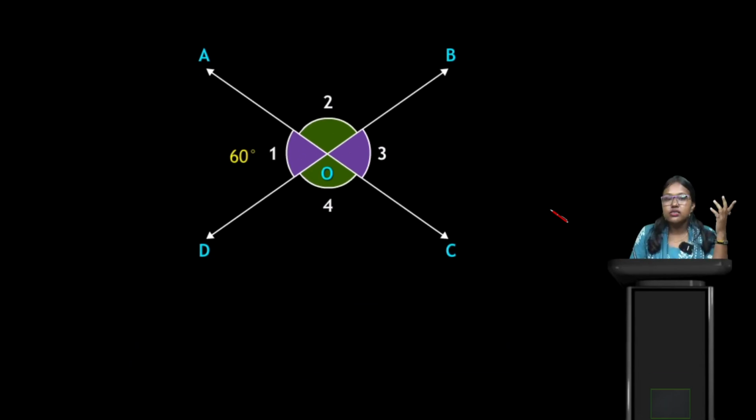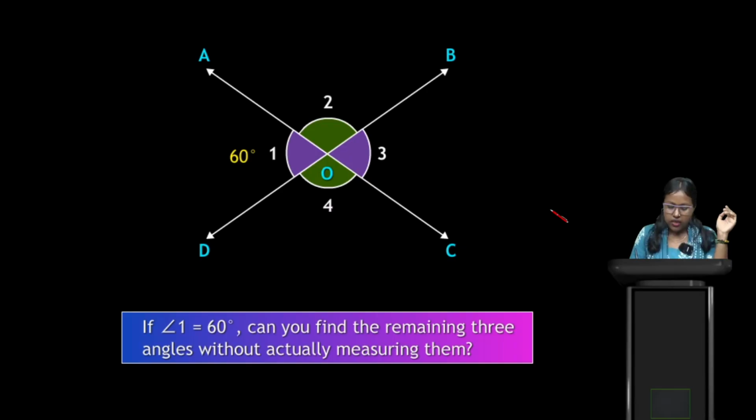Okay. Suppose angle A value is 60 degrees. If angle 1 is 60 degrees, can you find the remaining three angles without actually measuring them? Is it possible? What do you think? Suppose two lines intersect each other at a point which is O, the name is given, and one angle is given. Total four angles will be generated. All of us know.